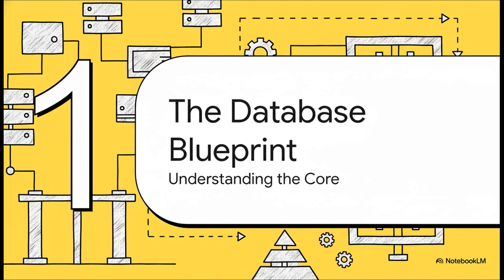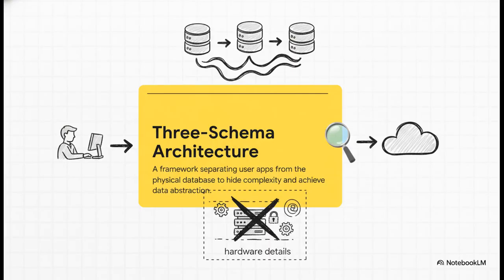You can think of this as the master architecture, the fundamental structure that every single database is built on. Getting this part down is absolutely key to understanding everything else. So, have you ever wondered how someone can, say, upgrade a massive server without breaking every single app that connects to it? Well, the answer is this thing called the 3 schema architecture. Its whole job is to create a separation between what the user sees and where the data is physically stored. It does this by splitting the database into 3 different levels.